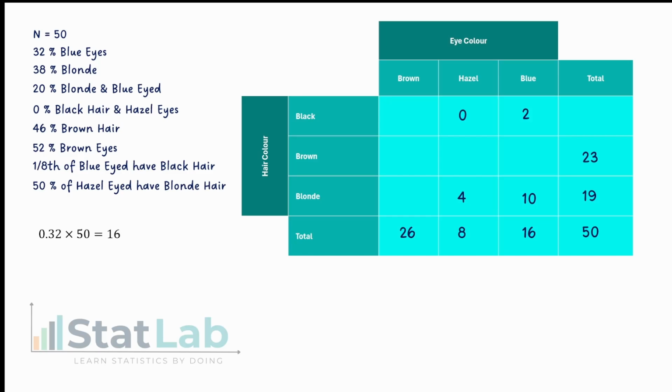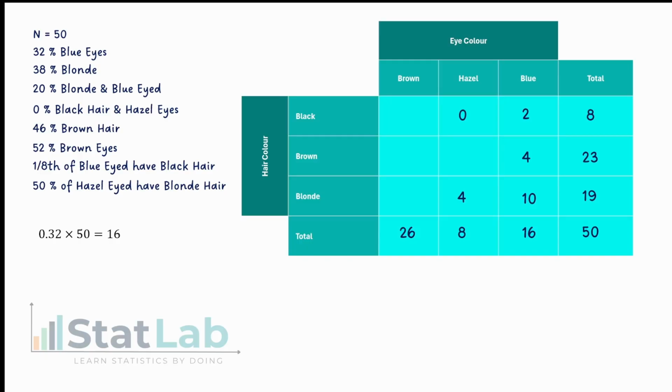So let's start doing that. Let's look at the total for the row of black hair. We can see there we're only missing 1 as well. So we can take 50 minus 19 minus 23. Again, we're going to get 8. Now we can look at the next column. For blue eyes, we can see that 16 minus 10 minus 2 equals 4. We can move over to the hazel. We have 8.